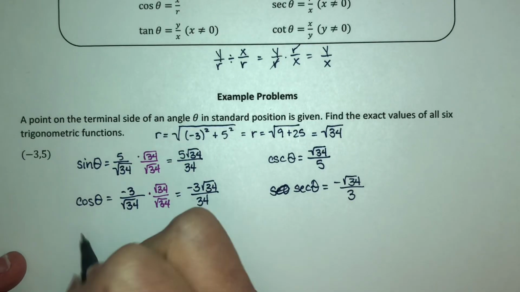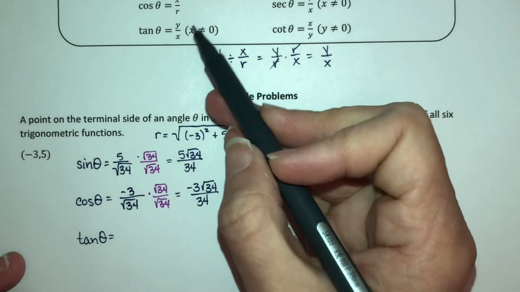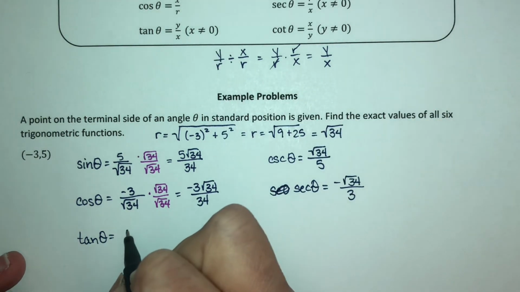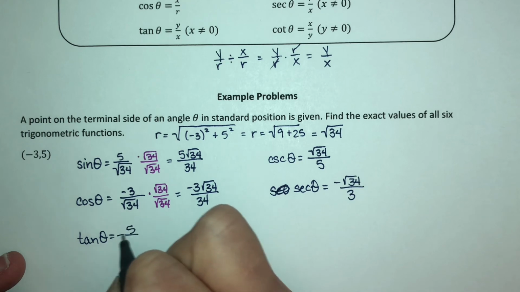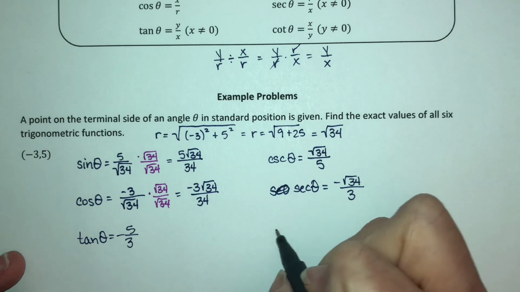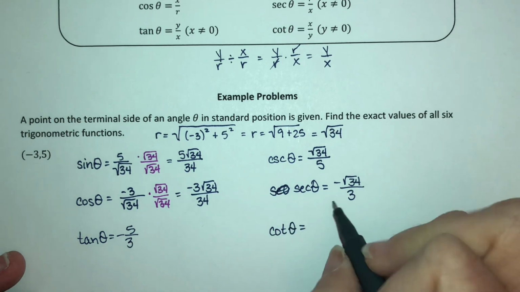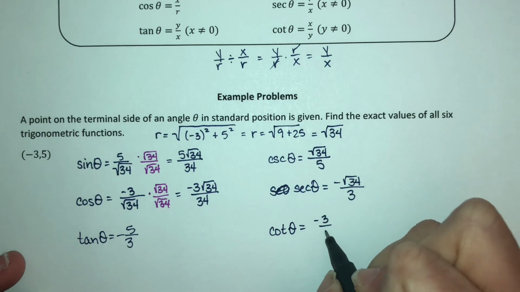Now tangent is y over x, so 5 over -3, so -5/3. And cotangent of theta is x over y, so -3/5.